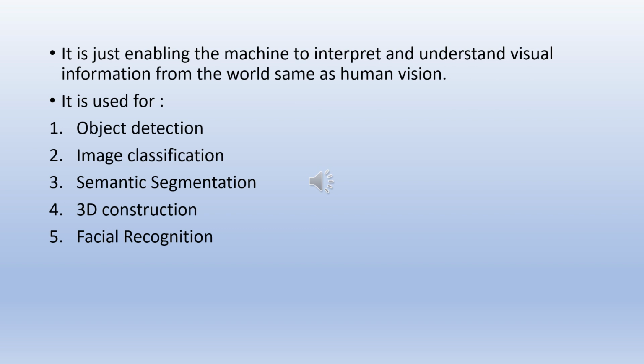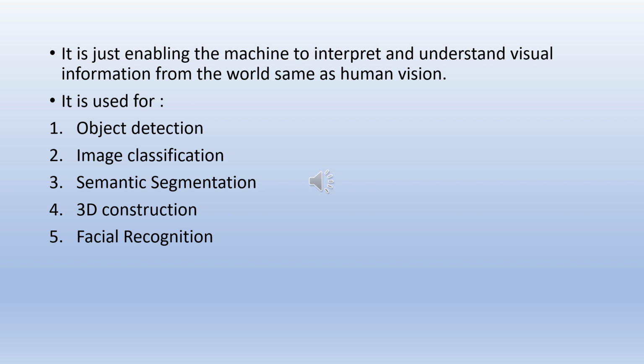So what is computer vision? Speaking frankly, it is simply a machine which can interpret and understand visual information from the world as we listen, see, and analyze. Computer vision is used for object detection, image classification, semantic segmentation, 3D reconstruction, facial recognition, and many higher tasks.